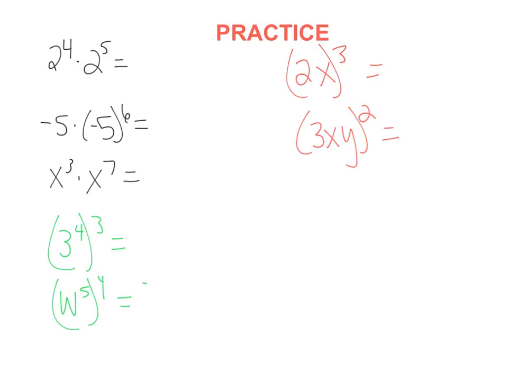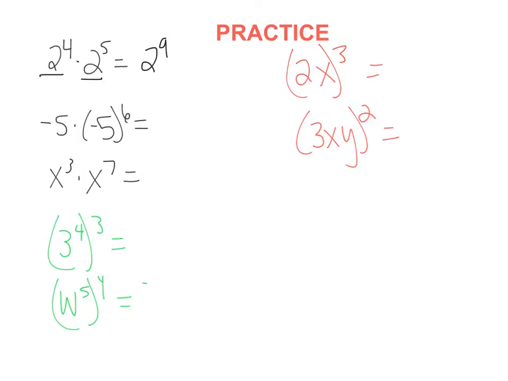All right, now that you've kind of tried these on your own, I'm going to go through these super quick. So we have our first property where we just go ahead and we see that we have the same base. They're being multiplied, so we can add their exponents to give us 2 to the 9th power.